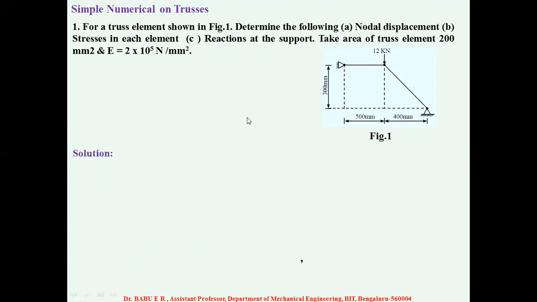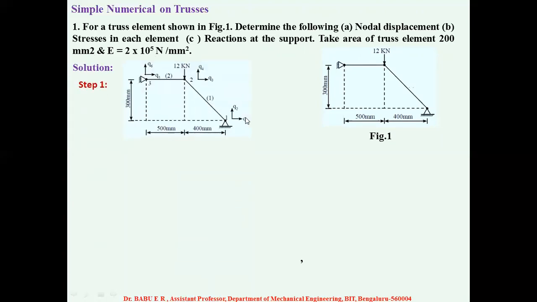So go to the solution. The first step, as usual, is that you have to represent the finite element model. Take the model. The first thing is that you have to represent the element numbers. In the problem, element numbers are not defined. If they are defined, you take them as they are. If they are not defined, you have to define the element numbers. So in the problem, I am defining this as element 1 and this as element 2.